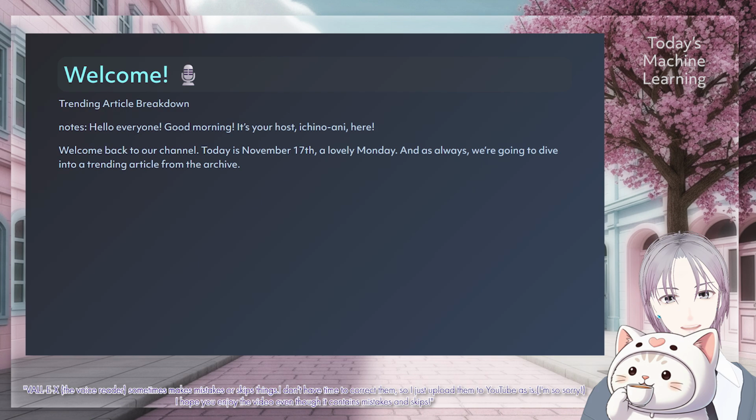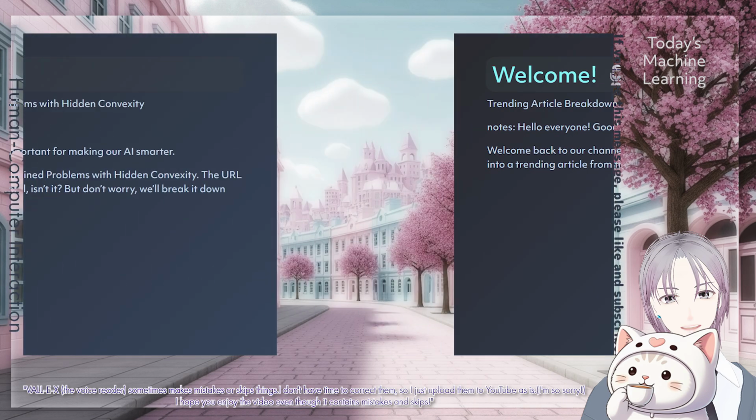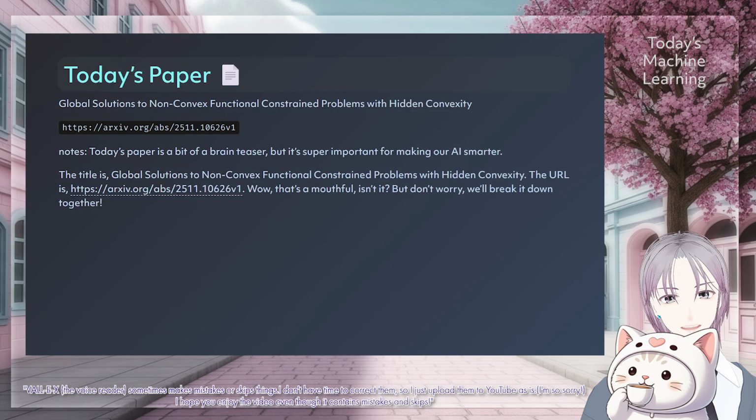And as always, we're going to dive into a trending article from the archive. Today's paper is a bit of a brain teaser, but it's super important for making our AI smarter. The title is Global Solutions to Non-Convex Functional Constraint Problems with Hidden Convexity.